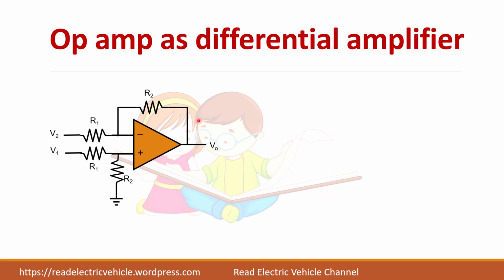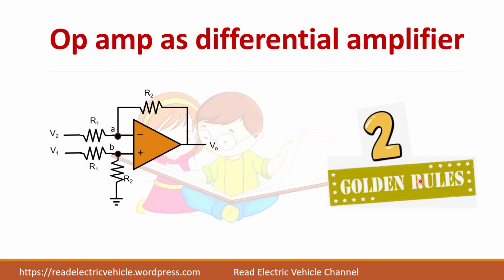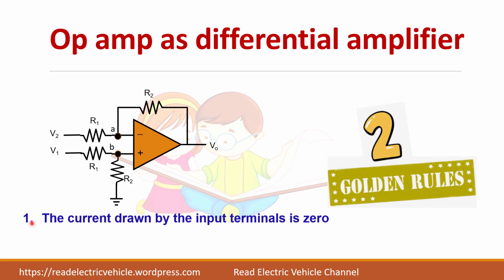Before that, we should recall the golden rules of the op amp. So let us mark the nodes here. Let us make it as A and B. So recall the two golden rules of the op amp. First thing is the current drawn by the input terminals is 0. It means that here in this region there is no current, I equal to 0 here. So all the current entering this resistor will flow in this red path. So no current will enter the op amp. Similarly, in this branch also, all the current will be flowing in this path and no current enters the op amp.